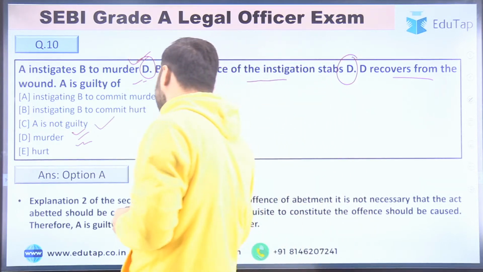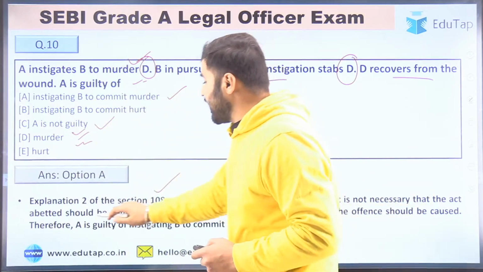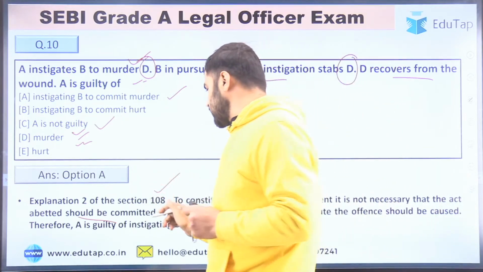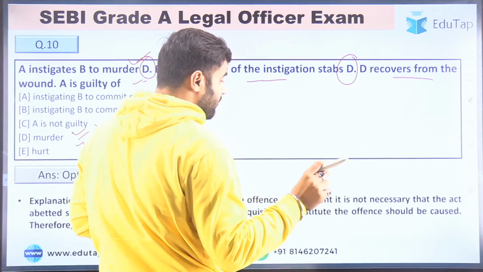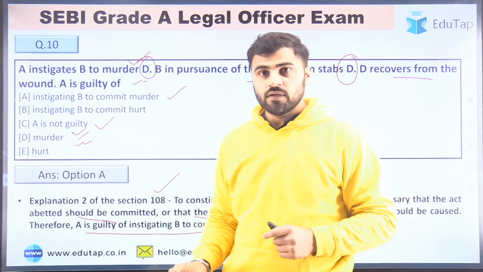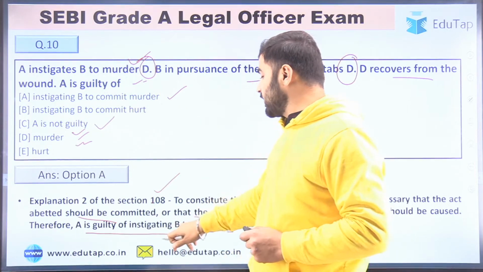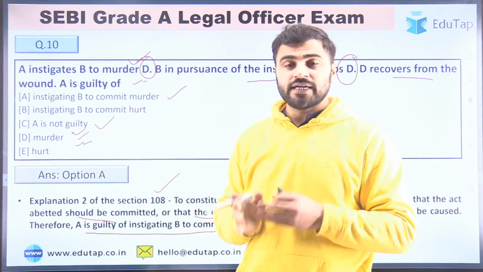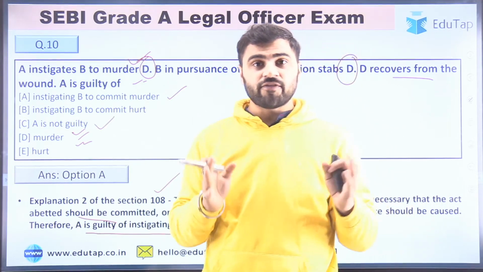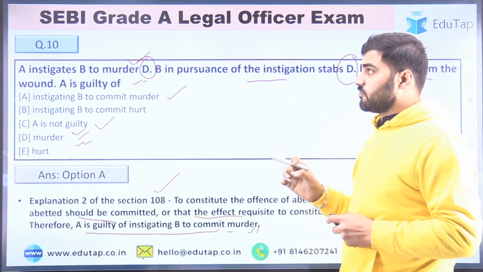So guys, explanation 2 of section 108 provides that to constitute the offense of abetment, it is not necessary that the act abetted should be committed, or that the effect requisite to constitute the offense should be caused. Guys, we have already discussed the same provision in previous questions. Therefore, A is guilty of instigating B to commit murder, right guys? Though B has not murdered D, in that case also A will be guilty of instigating B to commit murder. Guys, read the provision carefully. That is why I said earlier in the starting of the session that chapter 5 is quite confusing, right? So you have to have clarity about the provisions of chapter 5, right guys?